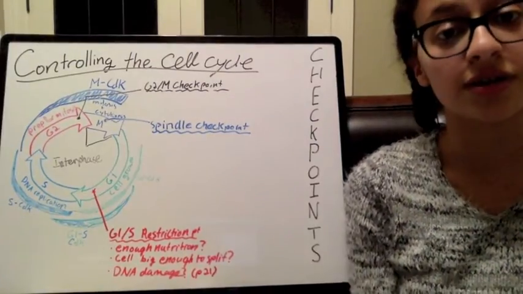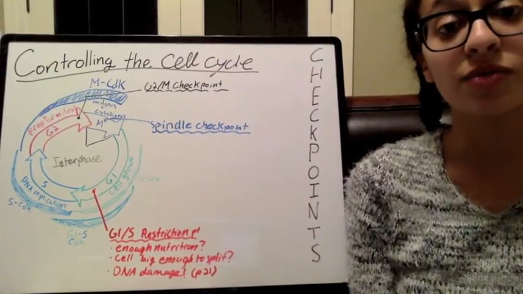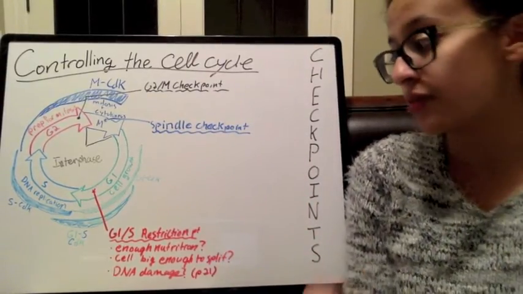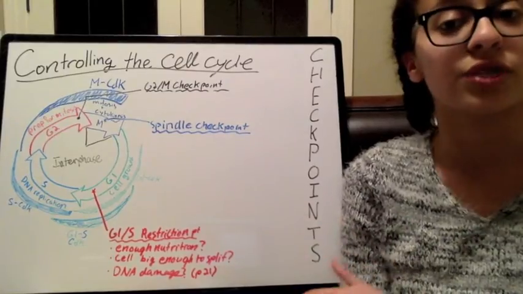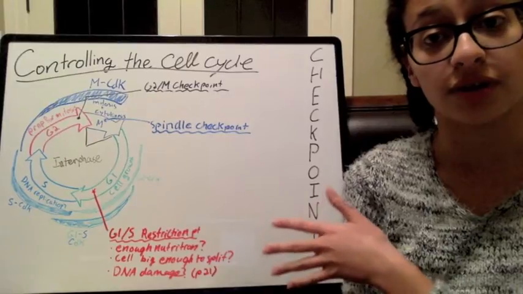Cancer usually starts when a cell fails to respect any one of these checkpoints, but the most common problem is when it fails to respect the G1/S restriction point. So let's talk a bit more about how this restriction point is actually regulated.